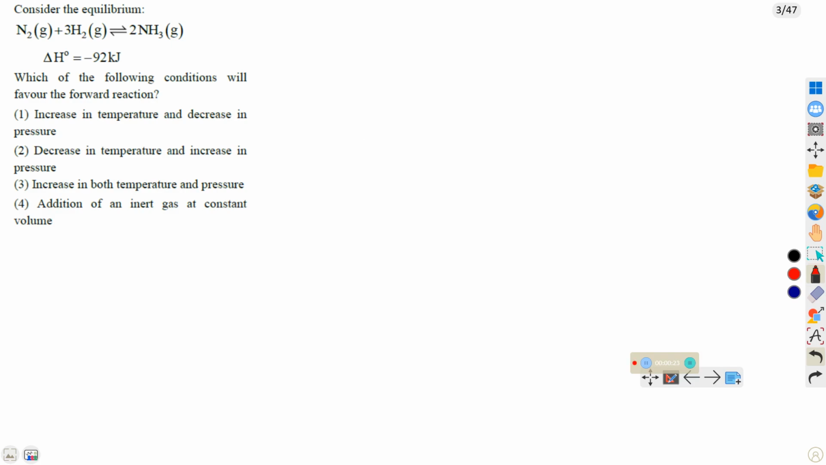Consider the equilibrium: N2 plus 3 moles of H2 gives rise to 2 moles of NH3. Delta H value is negative. Which of the following conditions will favor the forward reaction? Given reaction is N2 gas plus 3 moles of H2 gas gives rise to 2 moles of NH3 gas.